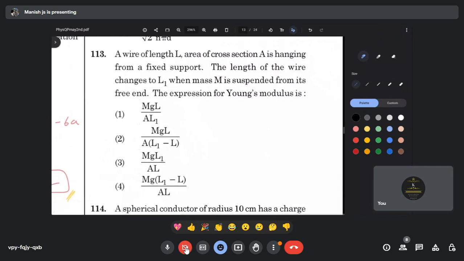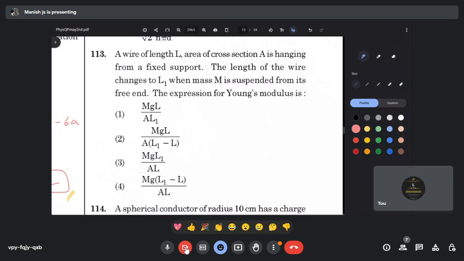Could you please read the question, one of you? A wire of length L, area of cross section A, is hanging from a fixed support. The length of the wire changes to L1 when mass M is suspended from it. The expression for Young's modulus is? So when you suspend the wire, you know the forces that are going to act on it. It is a hanging wire. So what's going to happen to that wire?